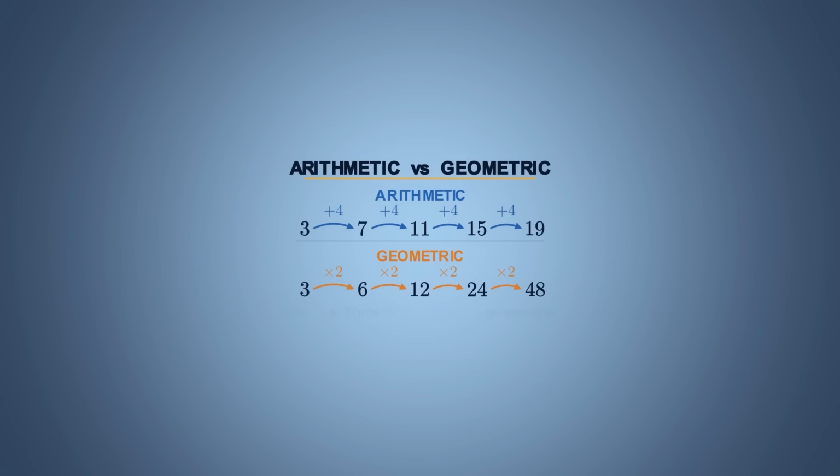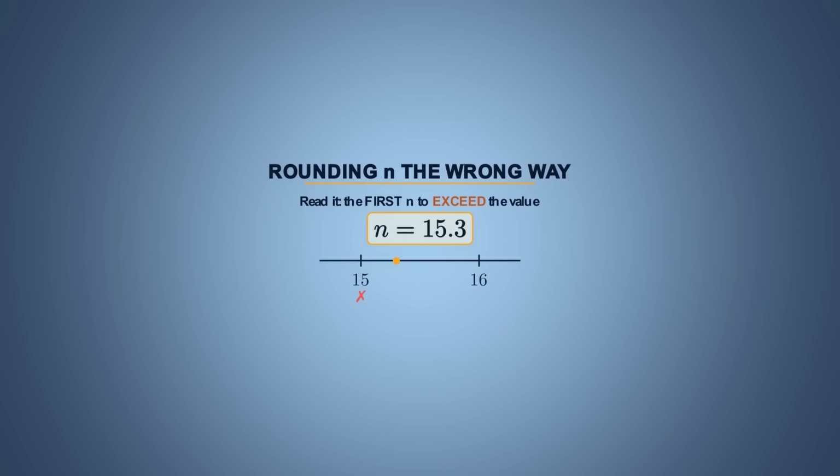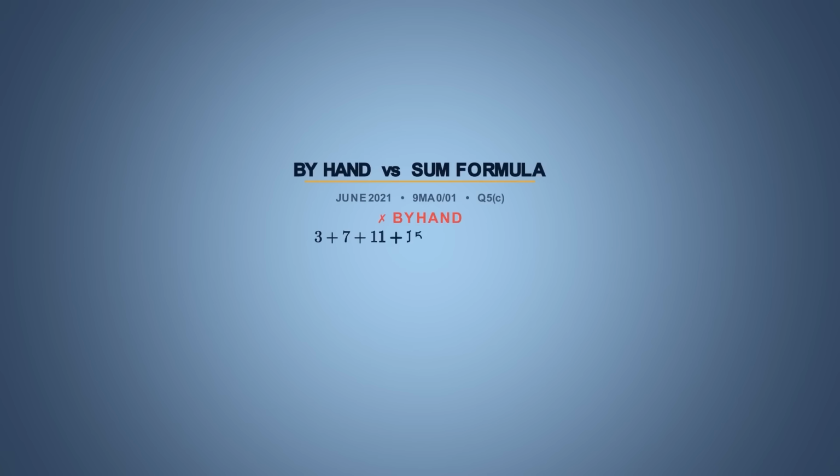Just look into exactly what each sequence actually does, what its characteristics are, and you should be able to avoid this, right? The other one is that students might get to a value of n, like 15.3, and round it the wrong way. So rounding down to 15 instead of rounding up to 16, because they didn't read whether the question wants the first n that exceeds a value. And then students try adding everything up by hand instead of using the sum formula, which obviously takes forever and always introduces a slip in the working out.